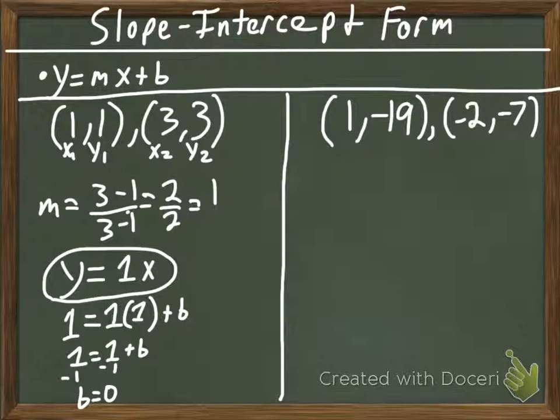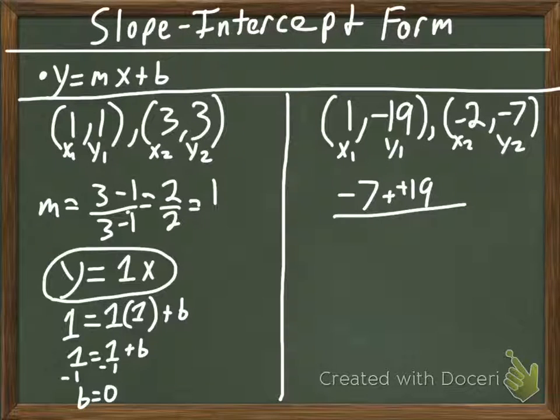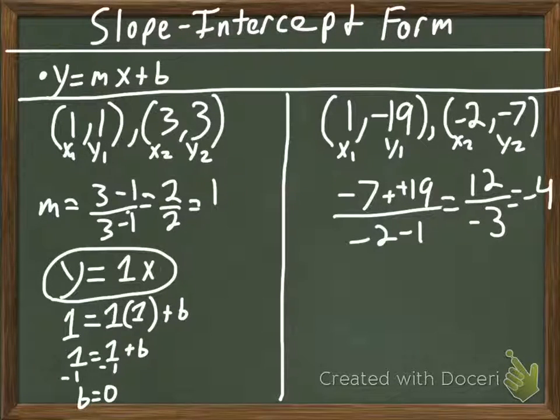Okay, the second example, x1, y1, x2, y2. So we're going to do negative 7 minus negative 19, which changes it to a plus 19, over negative 2 minus 1. Well, we simplify this, and we get 12 divided by negative 3, which equals negative 4. So we know that our slope is negative 4.